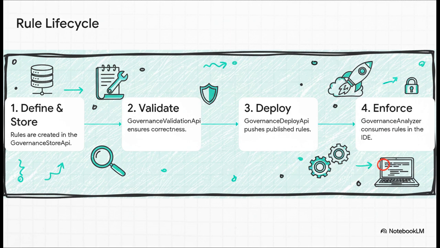Then, and this part is crucial, a validation API checks those rules to make sure they're not going to accidentally break everyone's builds. After that, a deploy API pushes the published rules out, and finally, the analyzer on your machine picks them up and starts enforcing them. It's this clean, secure, scalable loop.